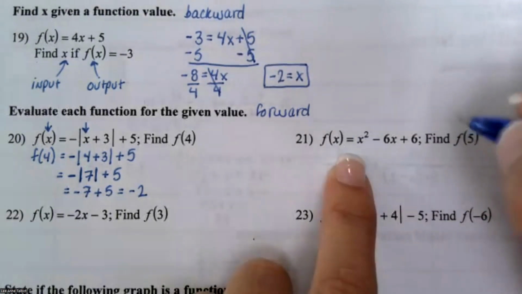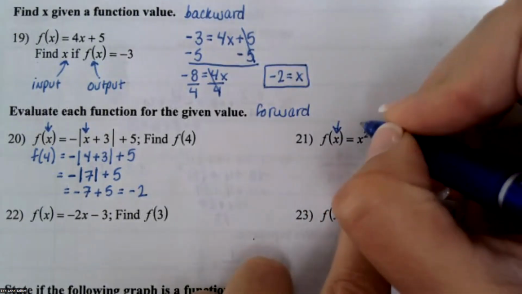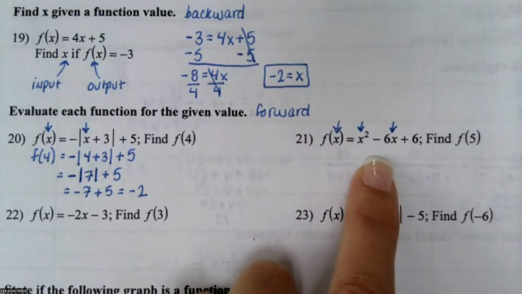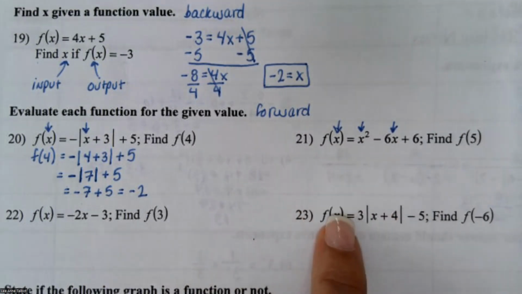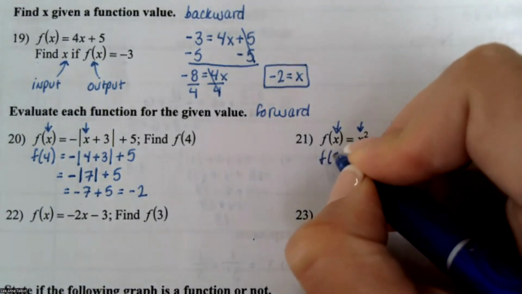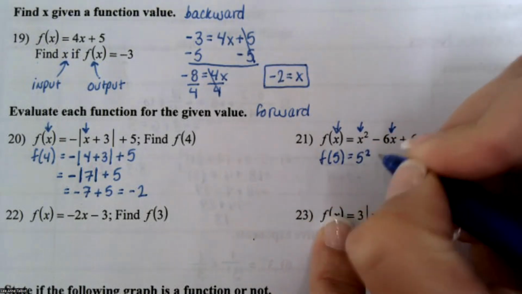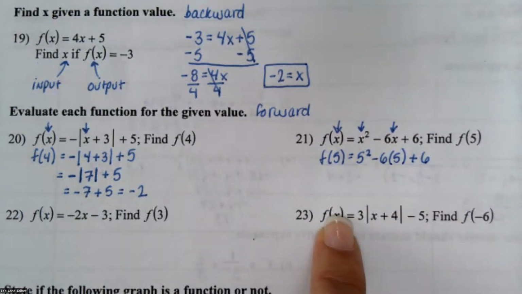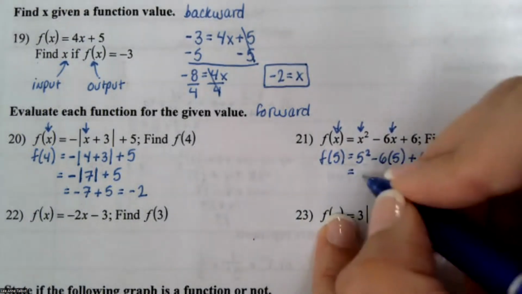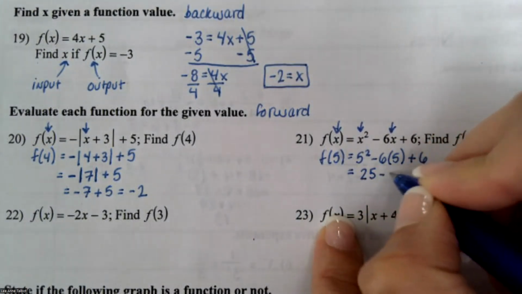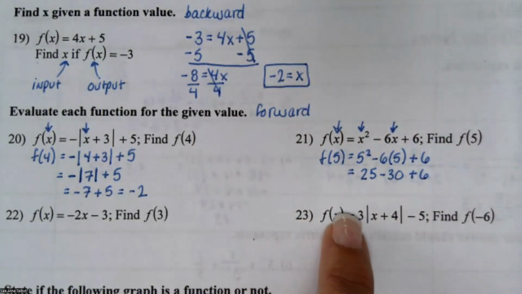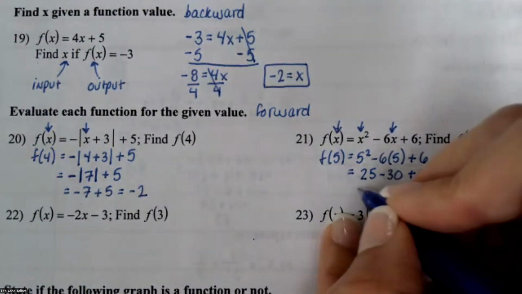Okay. Number 21, I'm going to put 5 here, here, and here. I'm going to put 5 everywhere there's an x. F of 5 equals 5 squared minus 6 times 5 plus 6. 25 minus 30 plus 6. I believe that's 1.